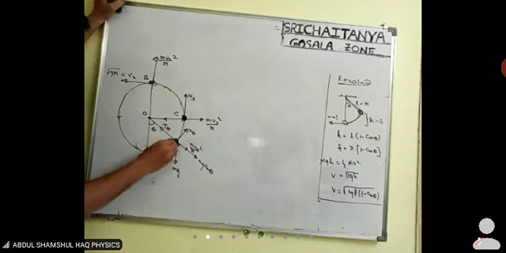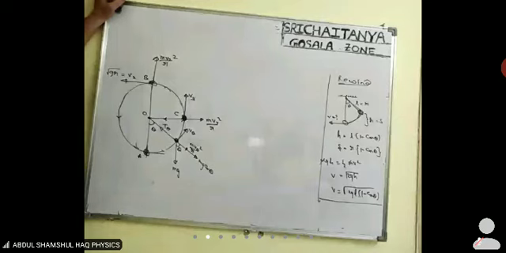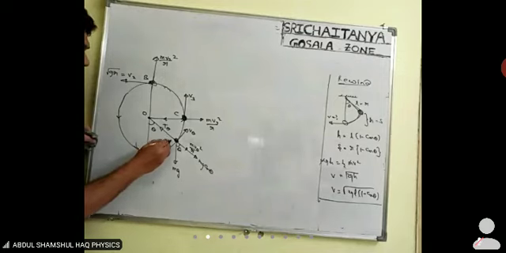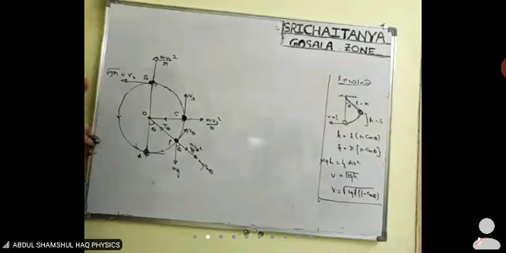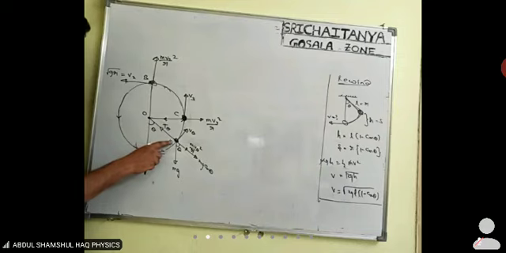Students, did you understand this point here? Please try to understand. At this point P, the velocity is V theta and the tension is T theta.